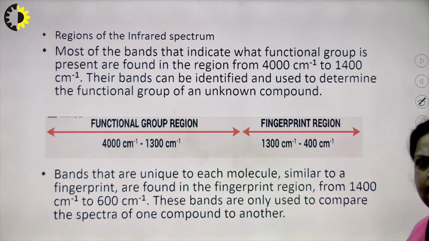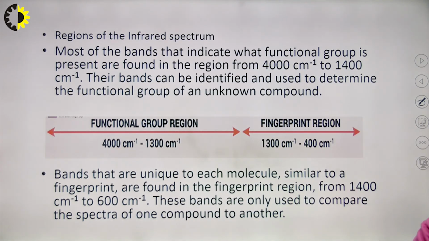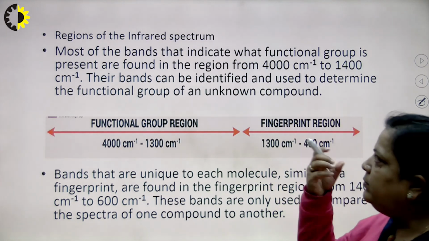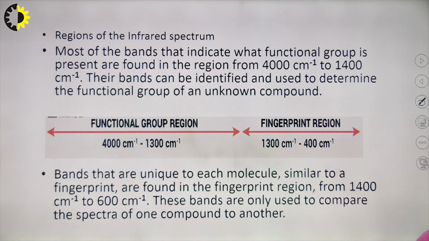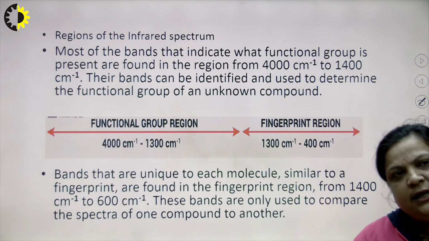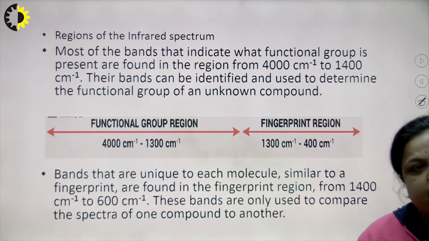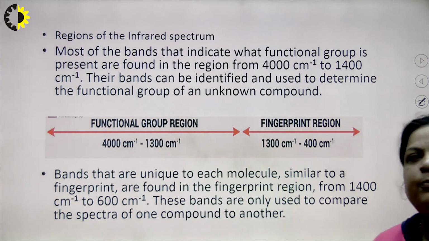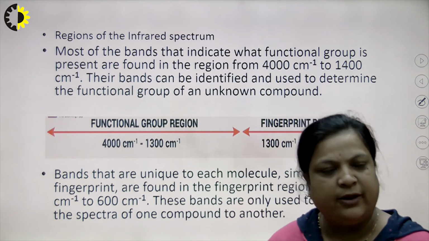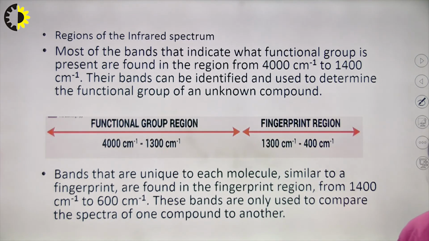Now, next is regions. We know that the range of IR is 667 to 4000, but in this, most of the bands that indicate what functional group is present are called the functional group region, and the functional group region is 1400 to 4000 centimeter inverse. In between this region we can find which type of functional group is present. And remember this point that IR spectrum is very useful to predict the structure as well as find out the functional groups. Their bands can be identified and used to determine the functional group present in an unknown compound.